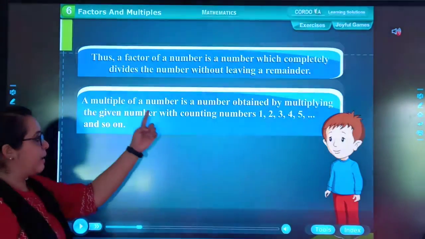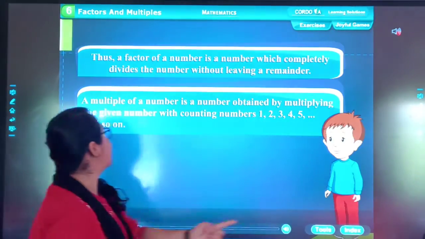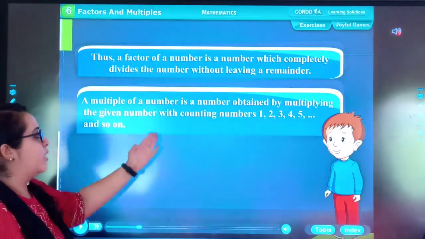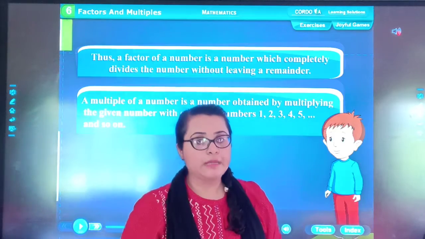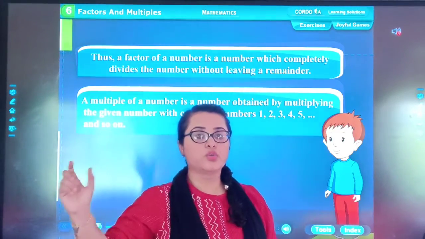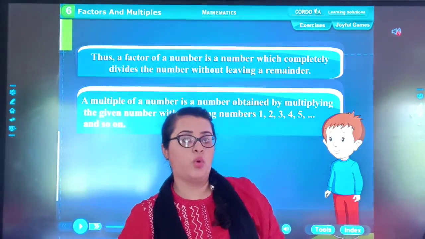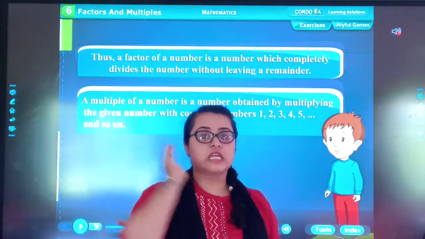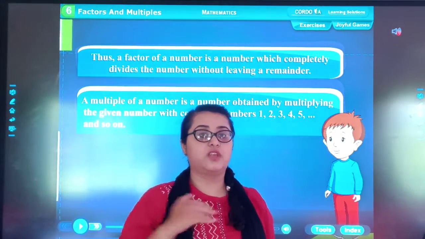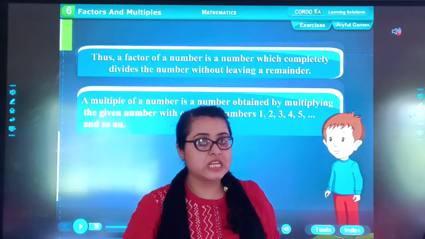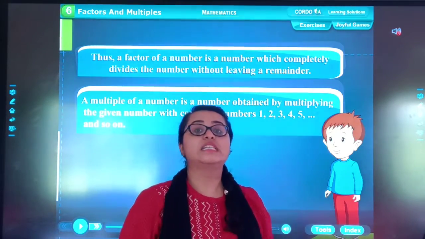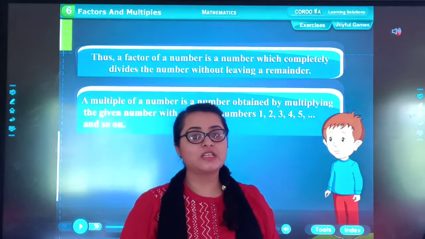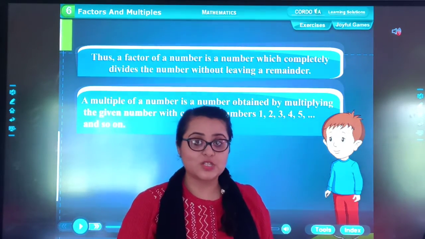A multiple of a number is a number obtained by multiplying the given number with counting numbers. For example, I am multiplying 8 with 1, 2, 3, 4. So 8 ones are 8, 8 twos are 16, 8 threes are 24. इस तरीके से जब मैं 1 से मल्टीप्लाई करती हूँ किसी एक ही नंबर को, that will be my multiplication, or I can say multiples. Okay, students?